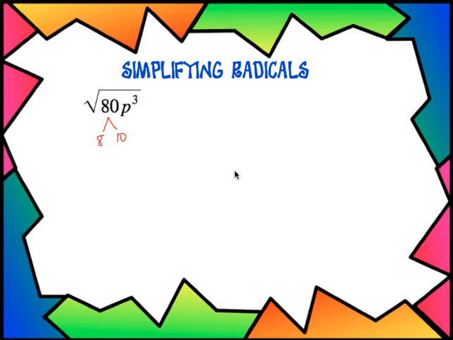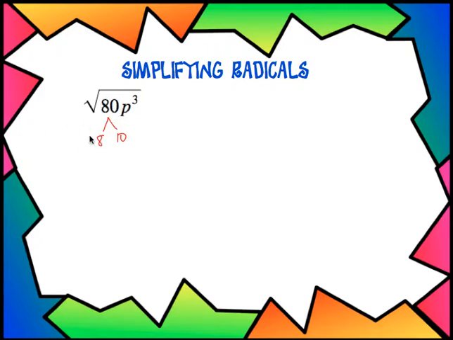Okay, this is the lesson on simplifying radicals. I've already started this one, but basically a radical is a square root symbol, so you need to break whatever's underneath the square root symbol down into its prime factors. So we're looking for just prime numbers that will multiply to get 80.